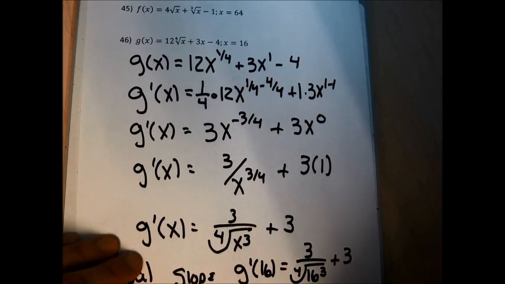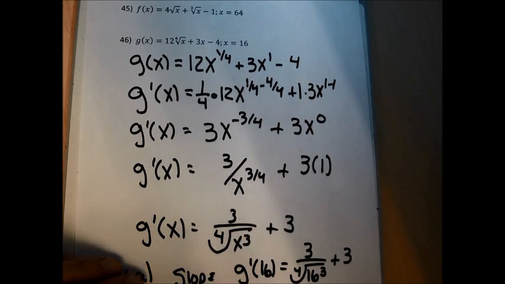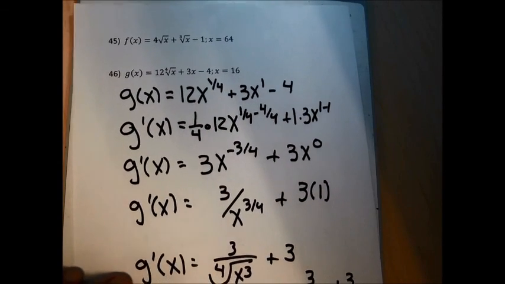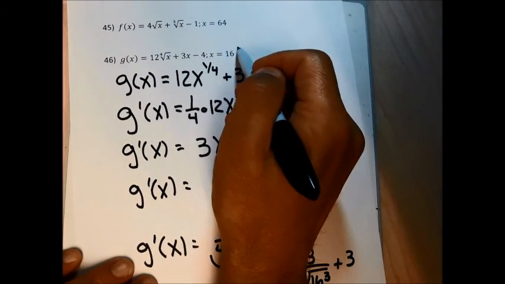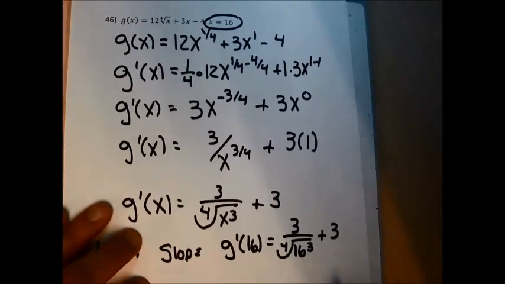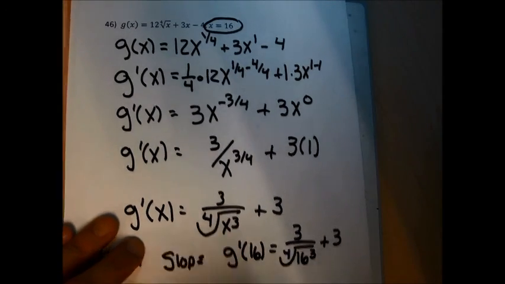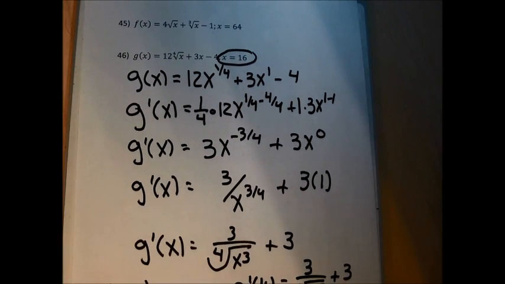Now I'll move down and do part B. Part B wants me to find the equation of the tangent line, and I have almost everything I need. I have the x-coordinate of the point, I have the slope, I'll need the y-coordinate of the point. So I'm going to finish this problem up. So moving on to 46b.